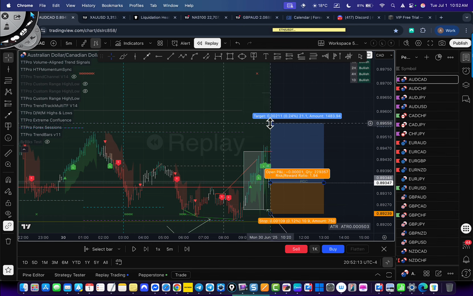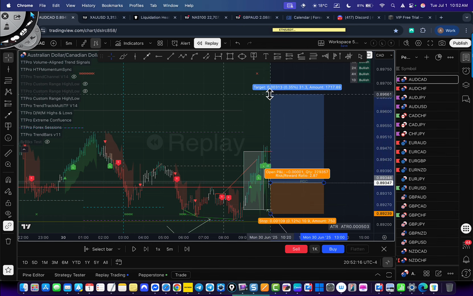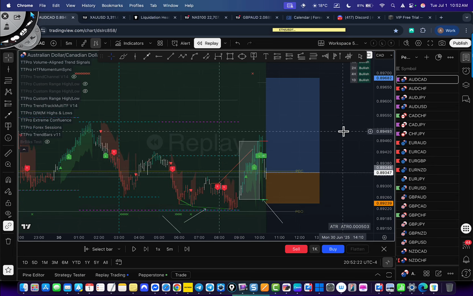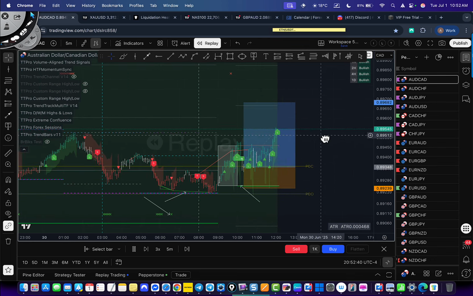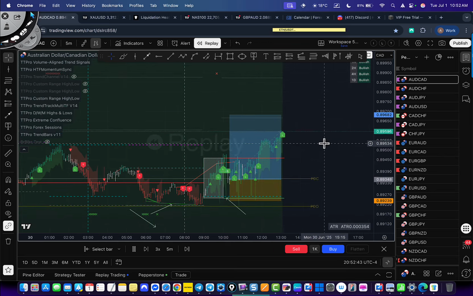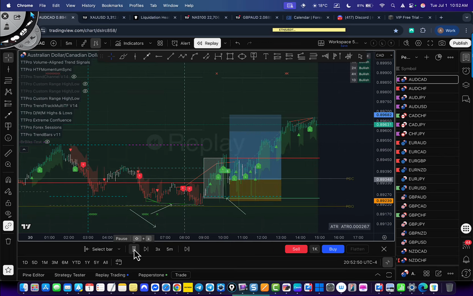And just go for a 2R target by default. Or if you're going to manage it, go 3R and look to take profit, maybe at 1R, move your stop loss. Okay, then we play it, increase the speed. And we're ignoring any red signals because we only want these green signals to kick in. All right, now we know the outcome. Let it run.